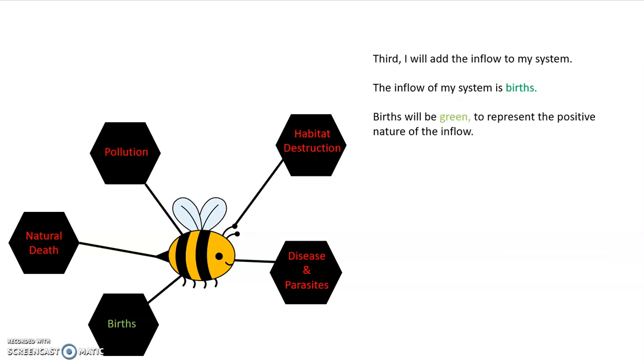Third, I will add the inflow to my system. The inflow of my system is births. Births will be green to represent the positive nature of the inflow.